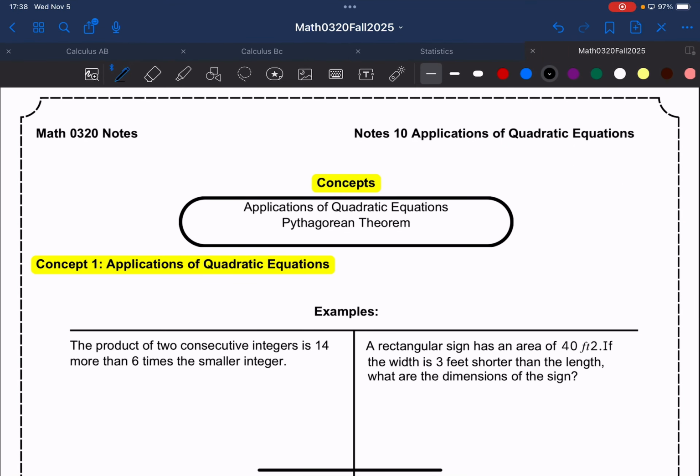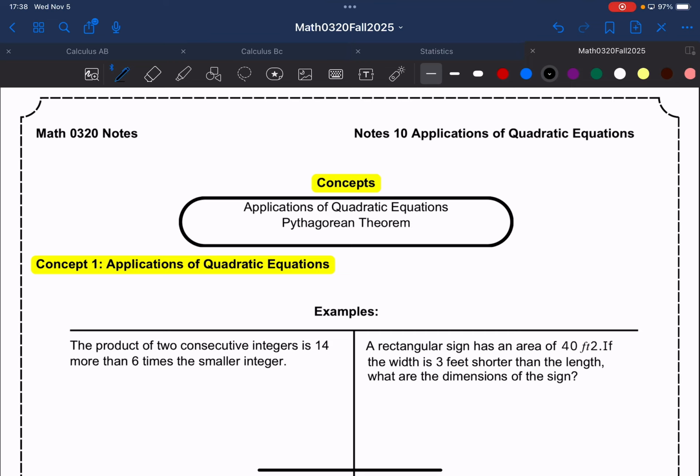Okay, so notes 10 is over applications of quadratic equations. So remember, tomorrow we have test 2. Test 2 will be over notes 5 through 10, but there really isn't much of notes 10 on that, so I would primarily focus on notes 5 through 9.